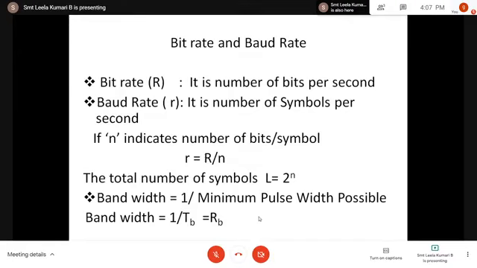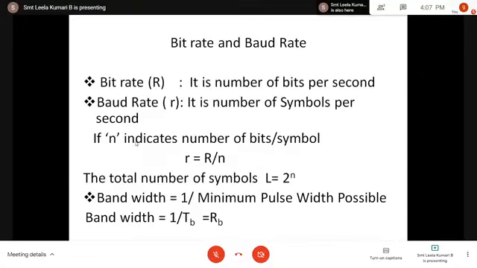The bit rate and baud rate. Bit rate is defined as the number of bits per second, and baud rate is defined as the number of symbols per second, or elements per second.